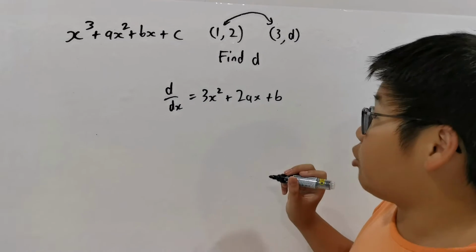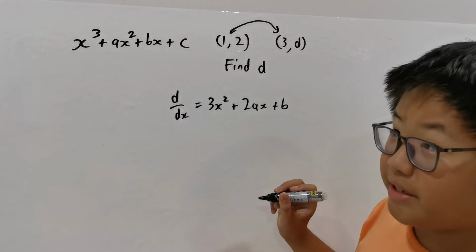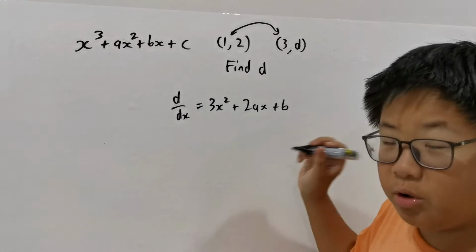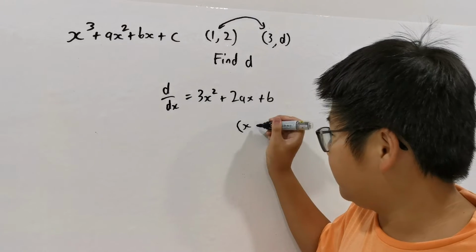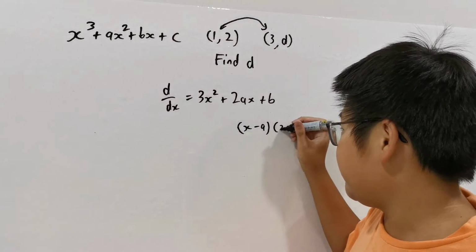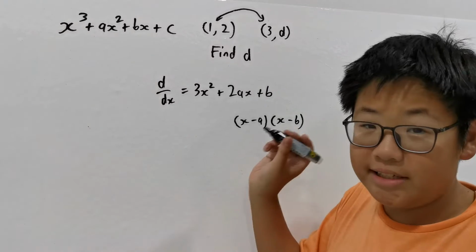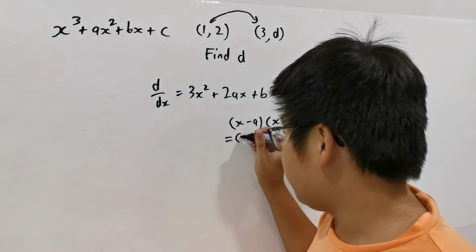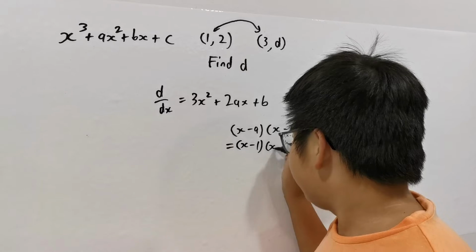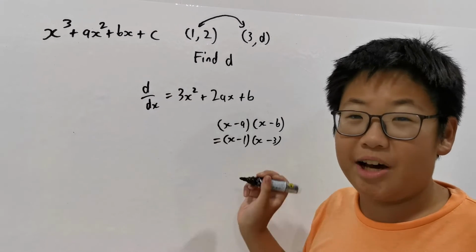Now we need to find a quadratic equation whose roots are 1 and 3. We can do this with any quadratic equation with roots a and b. The quadratic equation is x minus a, x minus b. In this case, substituting a to be 1 and b to be 3 will leave us with x minus 1, x minus 3. Now we do the FOIL method, first, outer, inner, last.